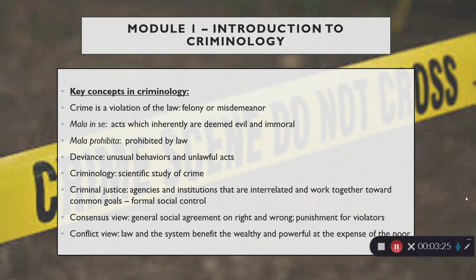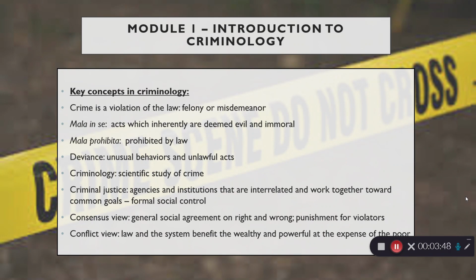But I think when we think about mala in se today, what we're thinking about is what our society agrees upon is absolutely 100% wrong unequivocally. And we could agree that certain types of crime, certain types of offenses, are mala in se based off of our current disposition in terms of crime.